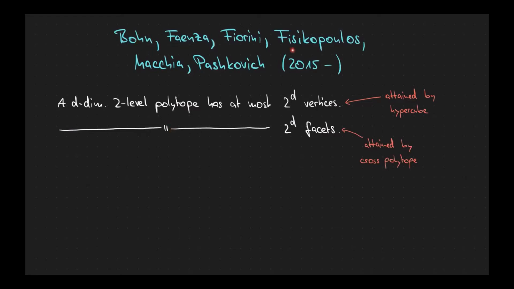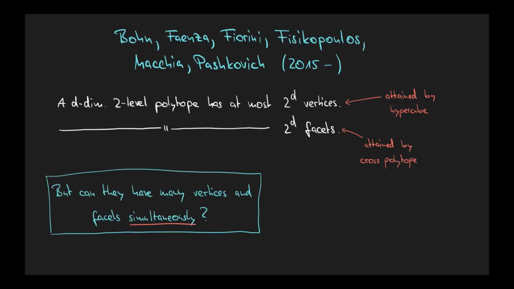Bohn, Faenza, Fiorini, Fisikopoulos, Macchia, and Pashkovich have studied two-level polytopes quite a lot. They have looked at them from all sides: how to construct them, how to characterize them. Counting two-level polytopes is very important to maybe get some lower bounds. They did lots of studies and also lots of computational experiments. One thing they observed is that a two-level polytope can have many vertices, or many facets, but if you look at these extreme examples, it seems that you cannot have many facets and vertices simultaneously. That is what they observed, at least in their experiments.